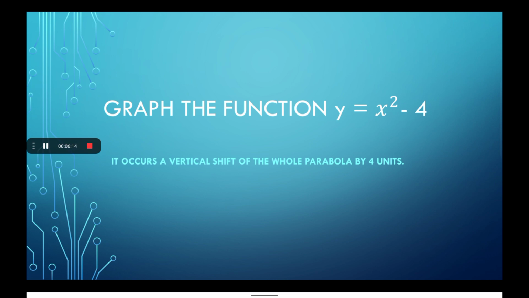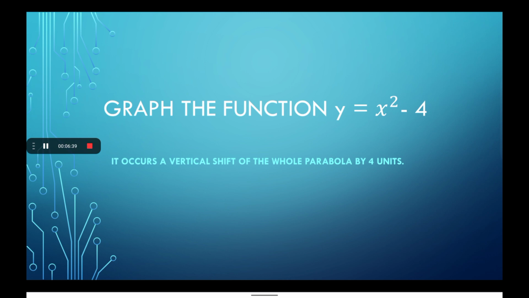Here is minus 4. Minus 4 means it shifts downwards, right? If here is a plus 4, it shifts vertically upwards. If here is a minus 4, then it shifts vertically downwards. Okay, we discussed all of this in the previous videos.